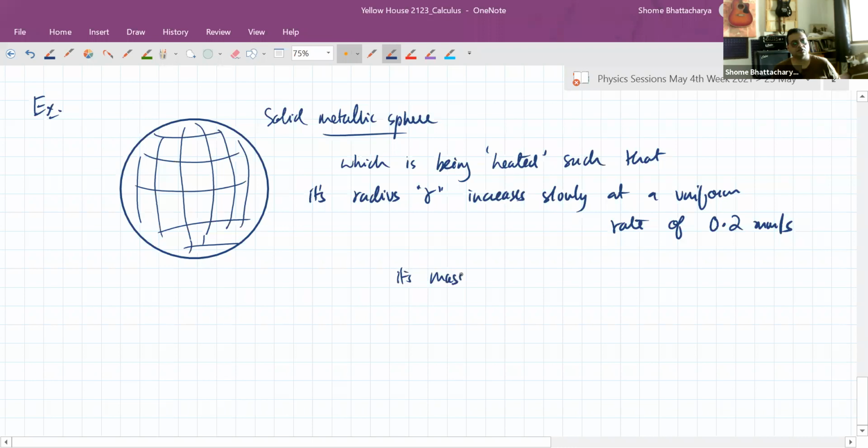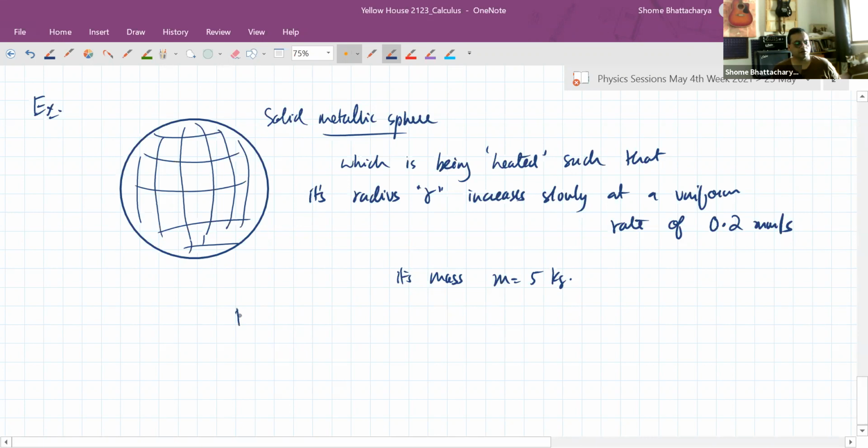Its mass m is equal to 5 kg. So of course the mass does not change as it expands, because we are not adding or subtracting any actual material. It's just that because of heating, the thermal energy supplied, the intermolecular distance starts increasing within the material. So the size of the material, the volume, the radius, all these things start increasing, whereas the mass remains constant.